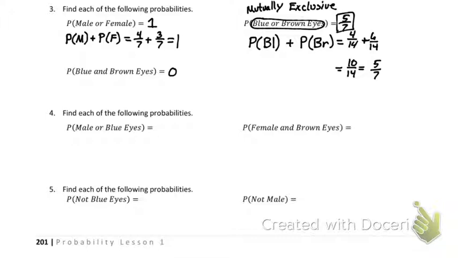No. Why? Does someone know why they're not mutually exclusive? Yes? Because someone can be male and have blue eyes. They can be male and have blue eyes. The counter to mutually exclusive is mutually inclusive. Honestly, usually we just talk about mutually exclusive. We say things are mutually exclusive or they're not. We don't usually talk about inclusive as much. All right, so that means there are males in here that have blue eyes.